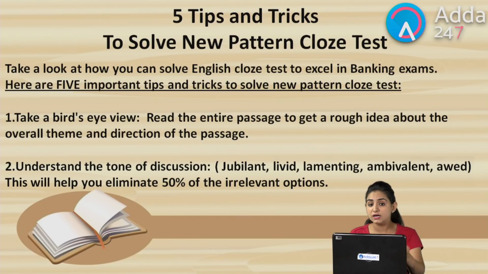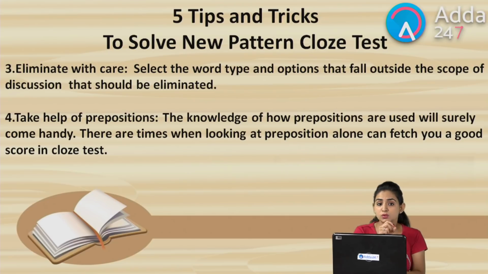Let's move on to the third tip and see what is there. Eliminate with care. Select the word type and options that fall outside the scope of discussion that should be eliminated. Now, you need not eliminate any option by chance. You need to look at it. If it does not suit the tone and the theme of the paragraph, then only you will eliminate that option from the given 5 options.